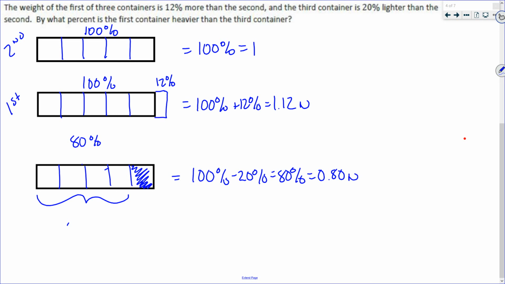So how much heavier is the first container versus the third container? Well, the question pretty much tells you what you're doing. How much heavier is the first container compared to the third container? That's a subtraction problem. 1.12 minus 0.80, which gives you 0.32 n. It's 32% heavier.